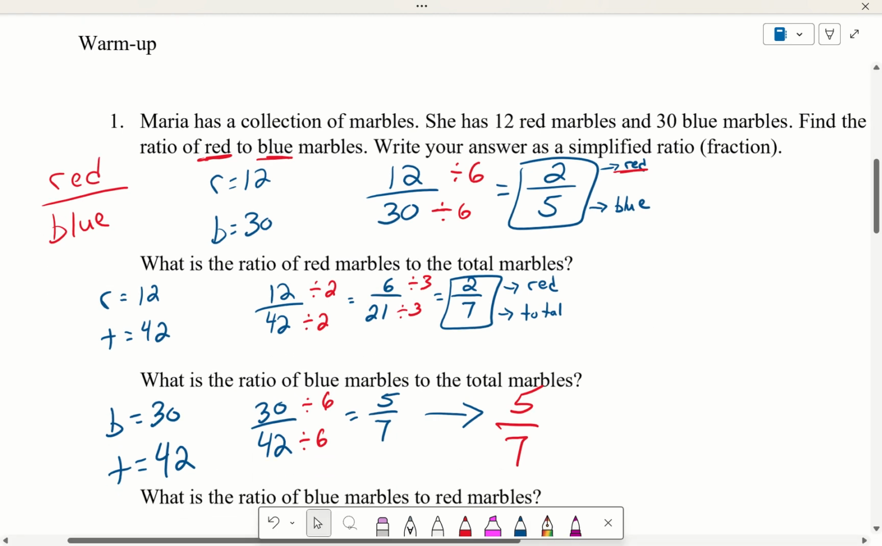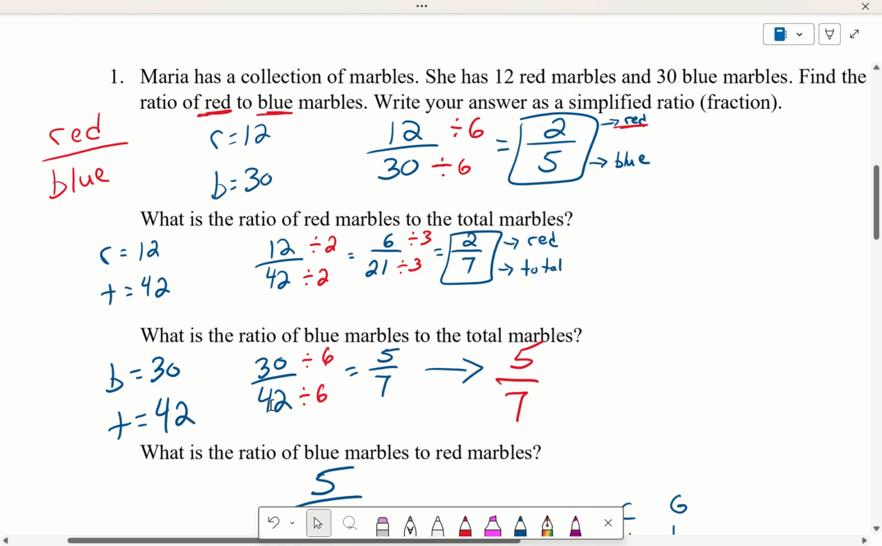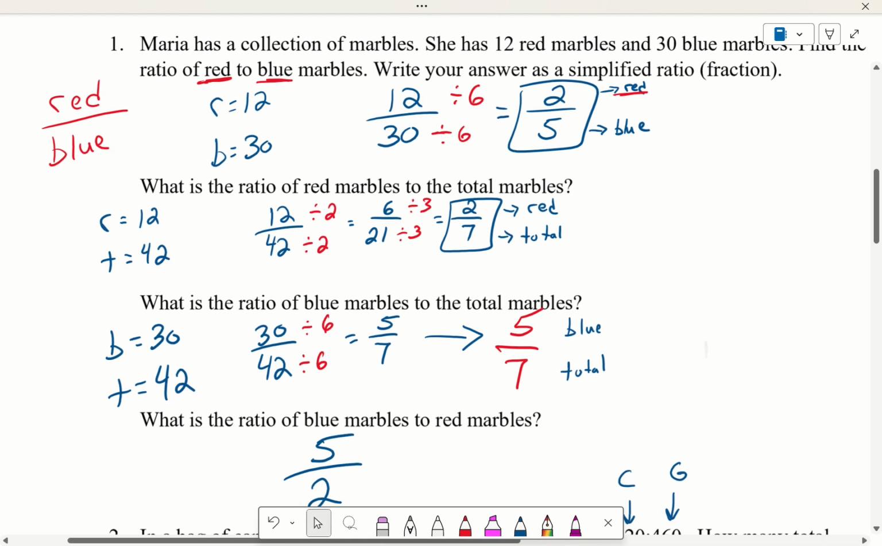Next one, what's the ratio of blue marbles to the total marbles? Well, again, we have 42 total marbles. That was 30 plus 12. We have 30 blue marbles. Blue marbles to the total marbles, that is 30 to 42. We can divide both of these by 6, and when we do, we get 5 to 7. So that is 5 blue marbles to 7 total marbles. That is the ratio of the blue marbles to the total marbles.